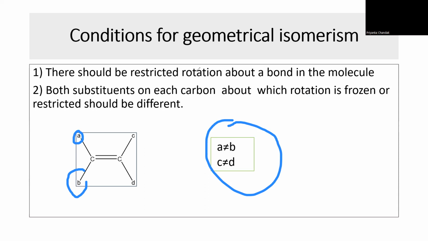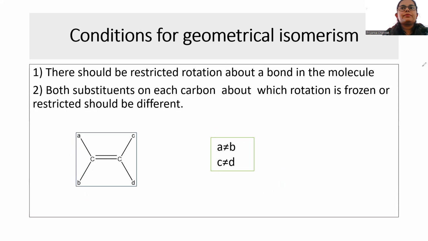We cannot consider isomerism regarding one side of the carbon. We have to consider the opposite sides of the double bond. Right. Okay, so let's move on to the next.